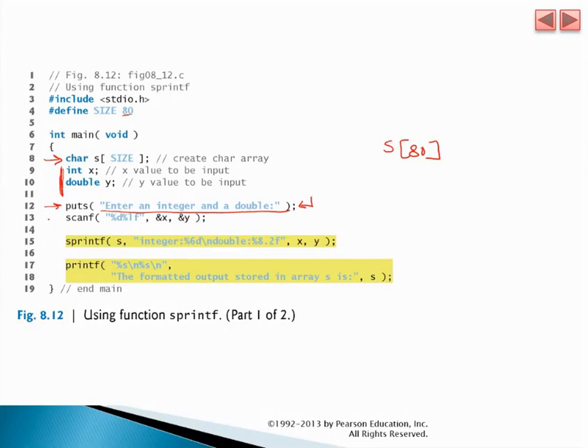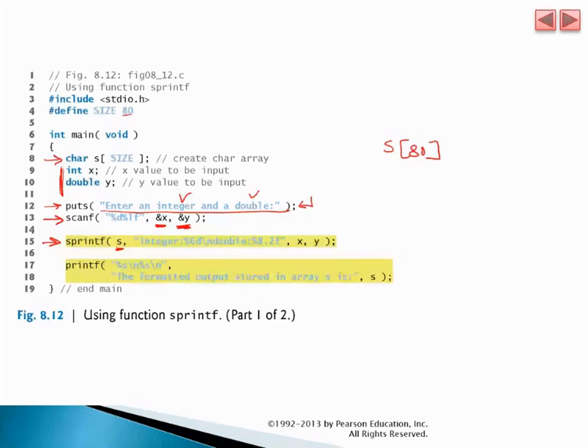Then we do scanf, in which we take two numbers from the user: one should be an integer and the other a double value. So now we have these two values with us. Now we are calling the sprintf function. sprintf requires three arguments. First you have to give the array name, because the printing is not done on the screen, the printing is done in the array. So S is the array.